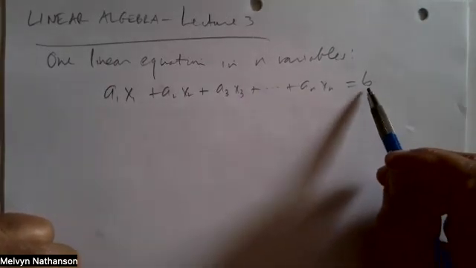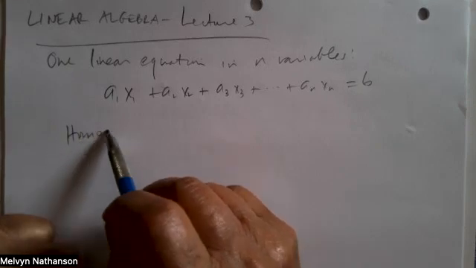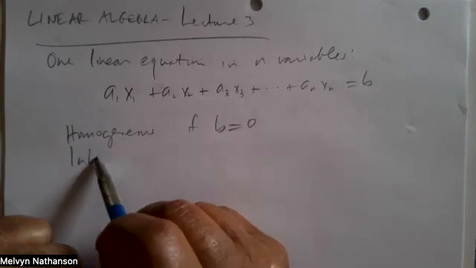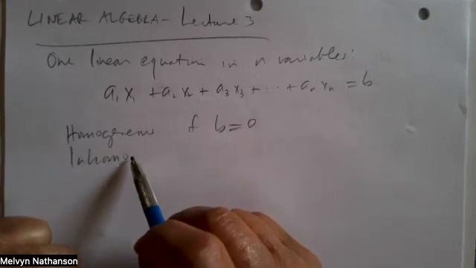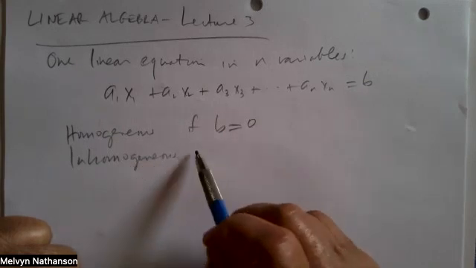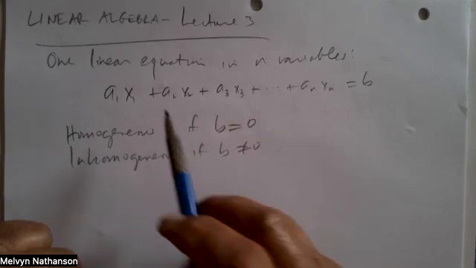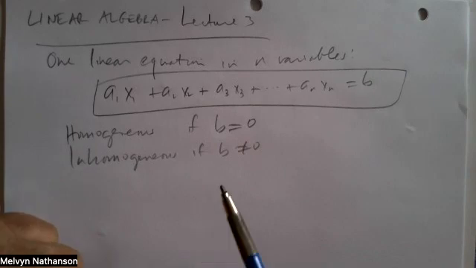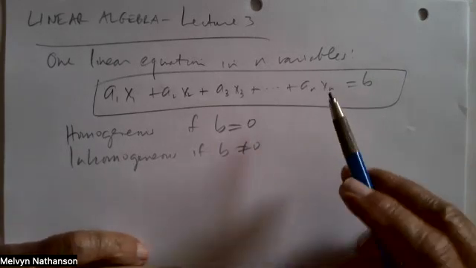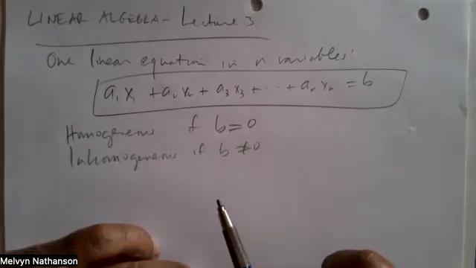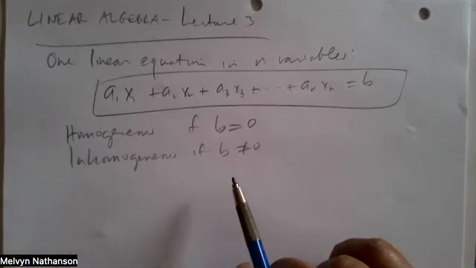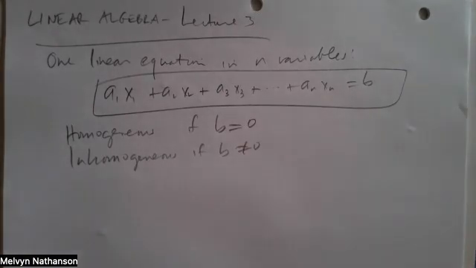The equation is homogeneous if b is equal to 0, inhomogeneous if b is not 0. So one linear equation is pretty simple, but even from just looking at one linear equation, we were led to the concept of vector spaces, subspaces, and affine subspaces. So let me review all that quickly.